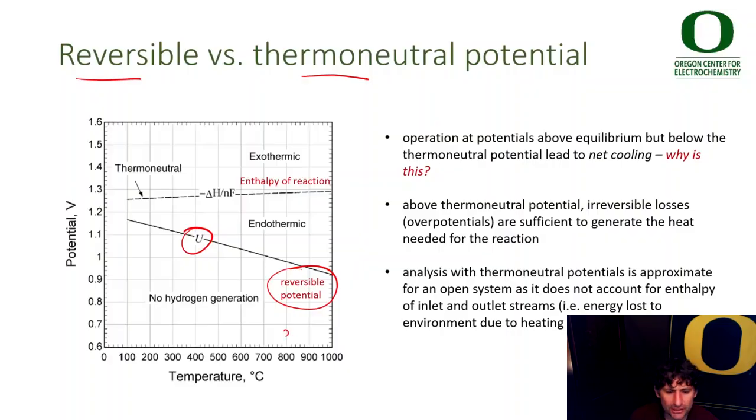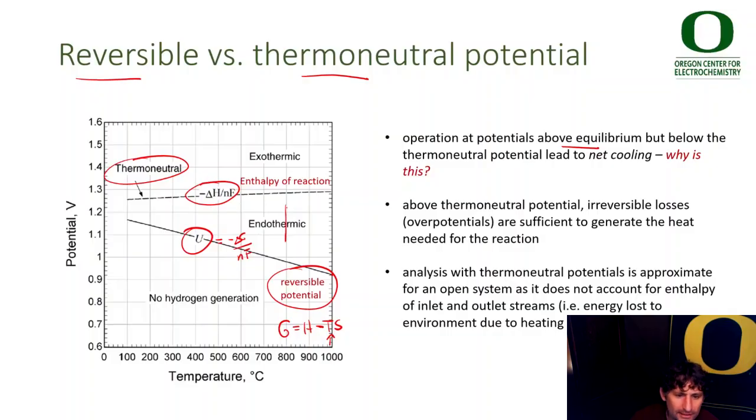Well, this is because G equals H minus TS. So as temperature goes up, if the entropy of the reaction is positive, which it is if you go from water to two gases, hydrogen and oxygen, the potential goes down. But the enthalpy of reaction is much less temperature sensitive. Now, operation at potentials above the equilibrium potential, but below the so-called thermoneutral potential, which is defined as the enthalpy of the reaction divided by nF, much like U equals negative delta G over nF, right? So that's the total free energy divided by nF. This is the enthalpy divided by nF.